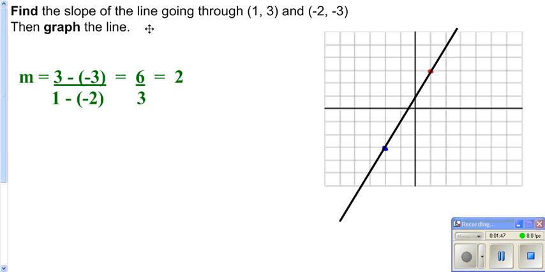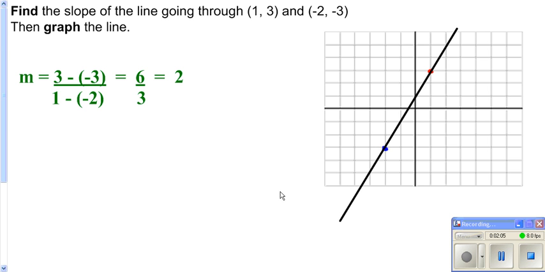Well, here you're asked to find the slope between these 2 points and then graph your line. To graph this, you go 1 to the right and 3 up, and that's what we have here for your red mark. Here you go 2 to the left and 3 down, that's what we have for the blue mark, and you just draw a line that goes in between those two.